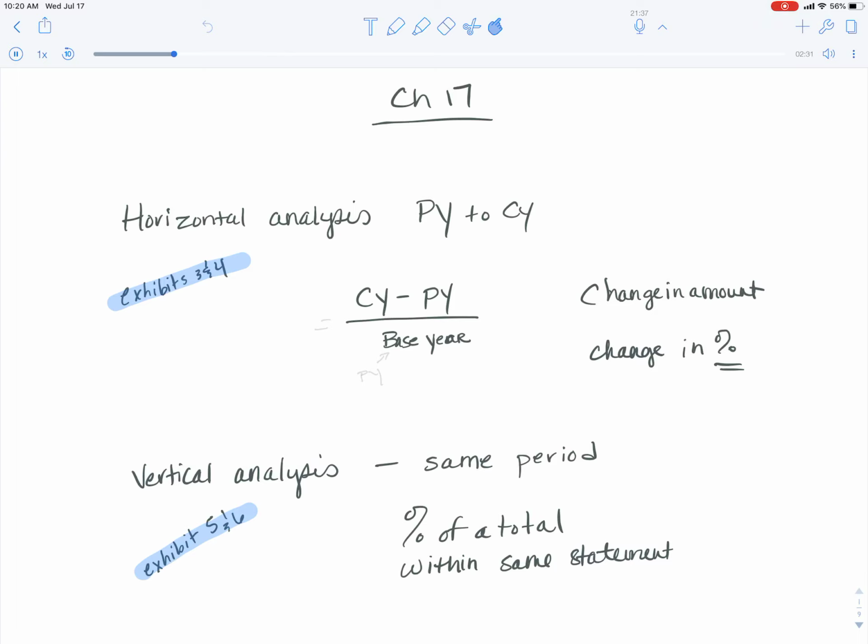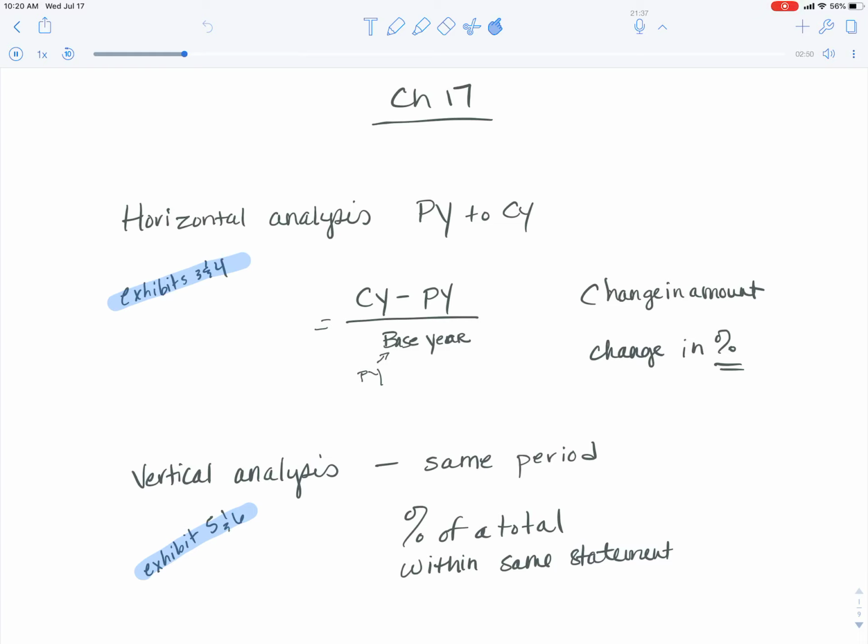So the way that you get the percentage of change indicated on your horizontal analysis is you're going to take the current year number minus prior year and divide it by the base year. So your base year is going to be your prior year. And then you'll get a percentage, and that's your percentage of change from last year to this year.